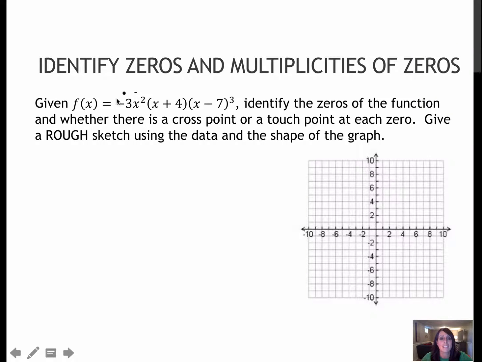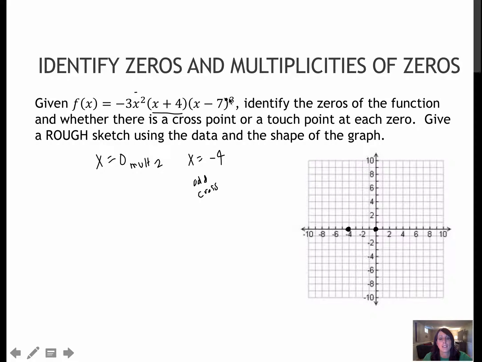So if I set this equal to 0, I would get x equals 0 with a multiplicity of 2. That's even. That's that touch point. So at 0, it's going to touch and go the other direction. Another 0, if I set x plus 4 equal to 0, I would get negative 4. And that's an odd multiplicity, so it's going to cross. So it's going to cross at negative 4.